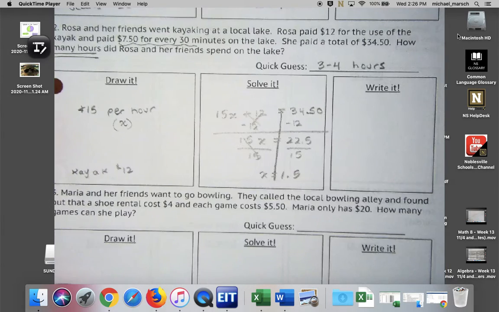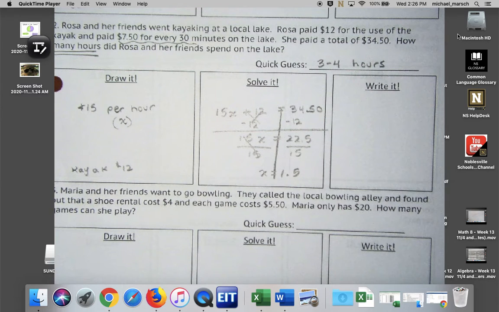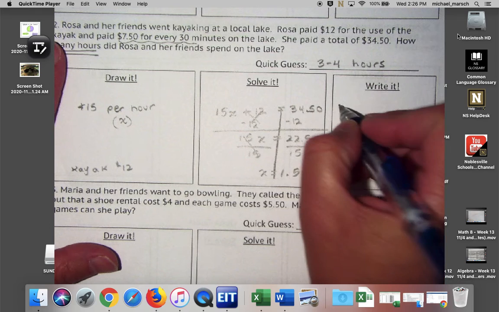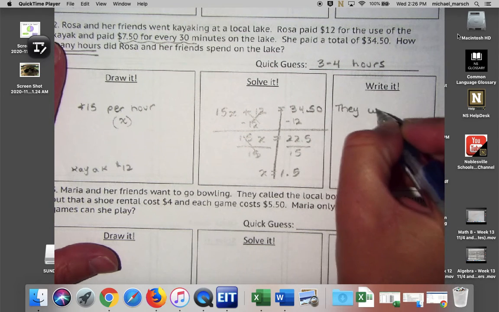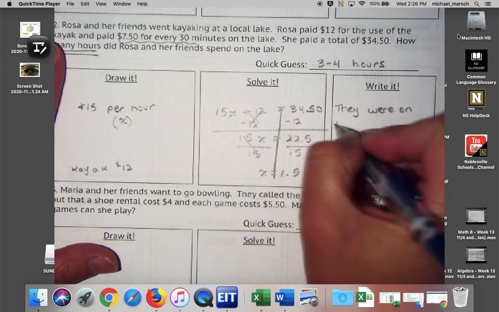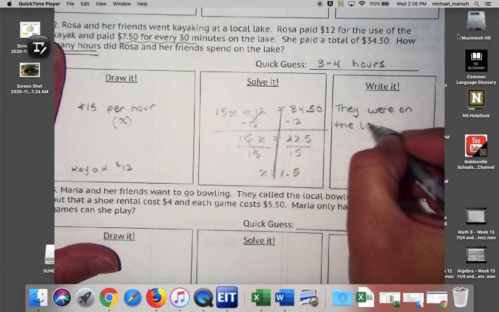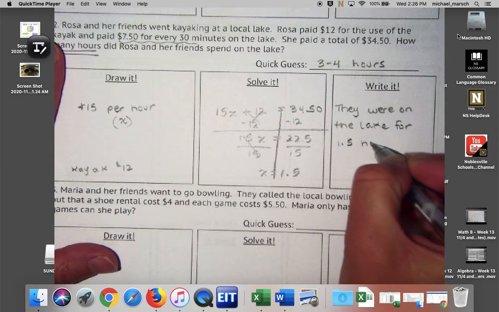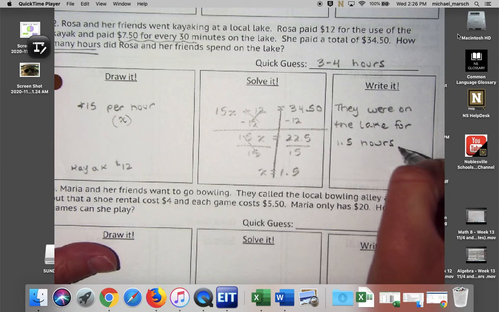34.50 minus 12, divided by 15. Oh my goodness! Well, that's because you did the math before me. You were close. So how many hours are they on the lake kayaking? An hour and a half. It's going to be 1 hour and 30 minutes, right? For 1.5 hours. Because they probably got tired.